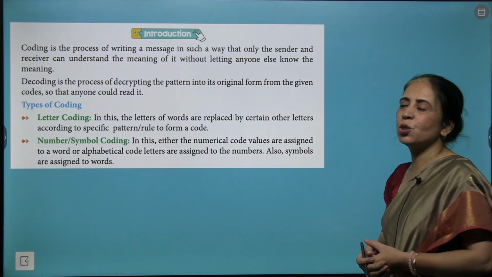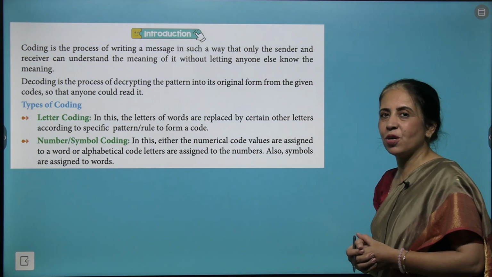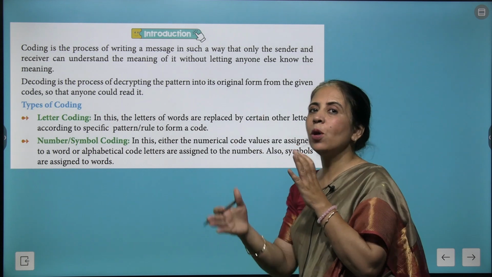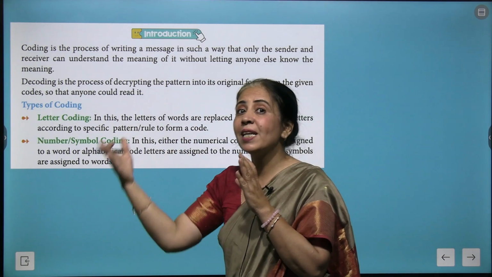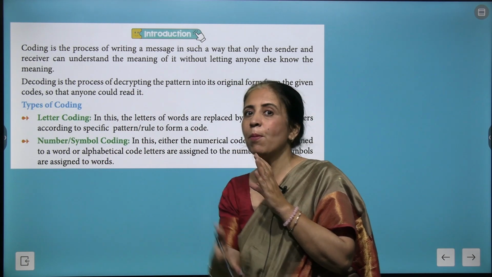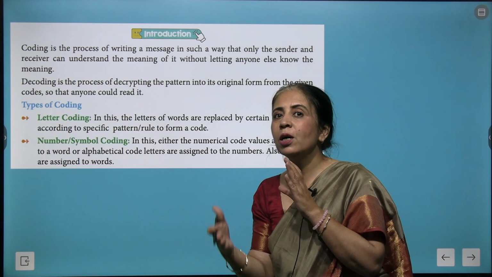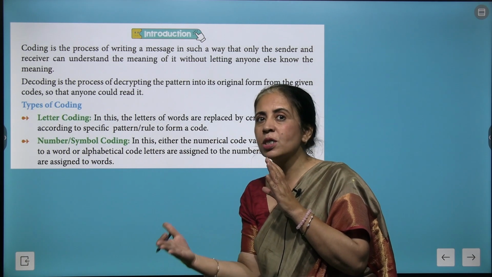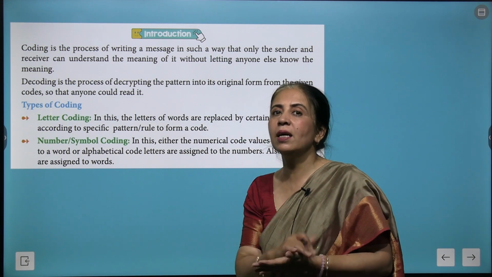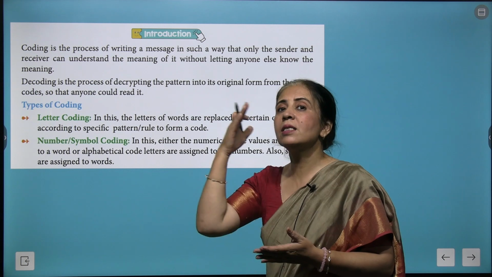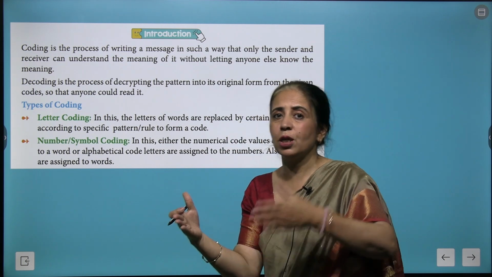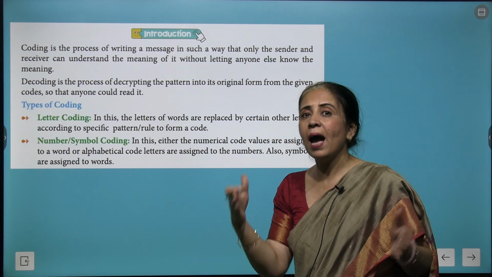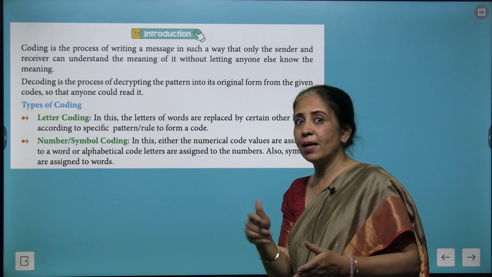Now what actually is coding and decoding, children? Whenever you want to send some message to some of your friends where you don't want it to be disclosed, you convert it into secret symbols. These symbols could sometimes be alphabets, sometimes numbers, and some special symbols as well.